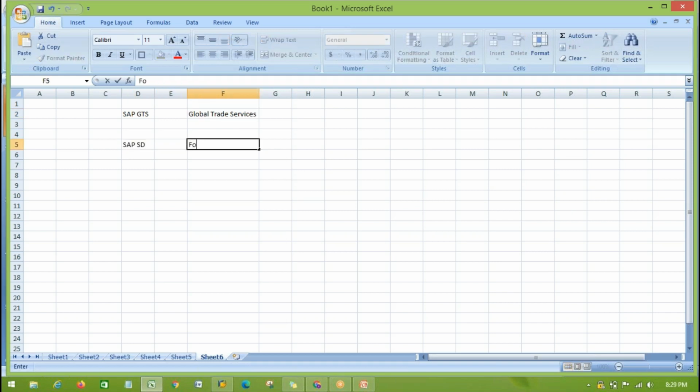we have foreign trade, foreign trade export. And from the SAP side, we have foreign trade import.